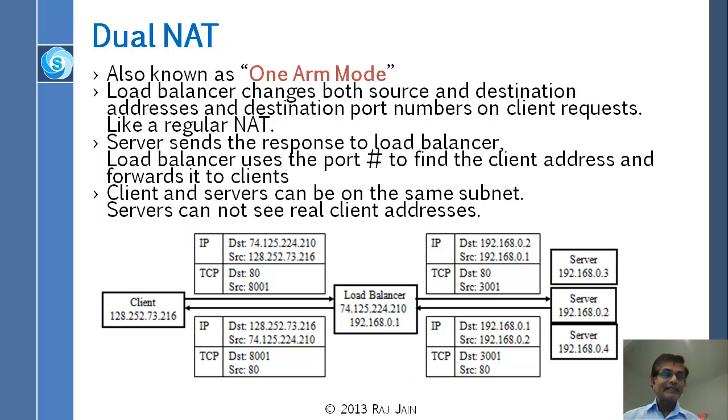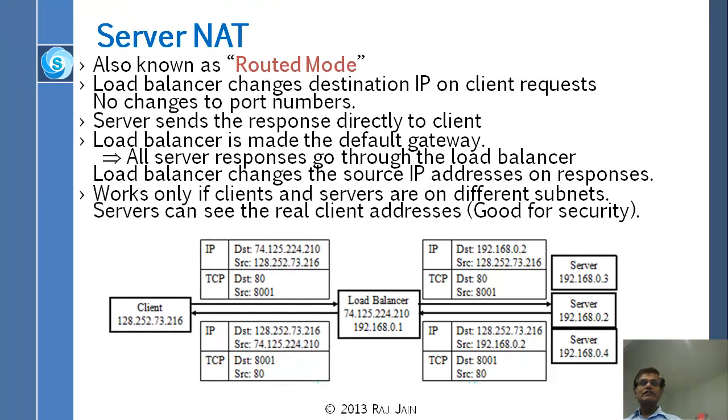As you see, the different techniques have positives and negatives. The second one is called server NAT, or routed mode. In this one, it changes the IP address only but does not change the port number. So now the server sends the response directly to the client. No change to the port number. Actually, no change to the source IP address either. You see? The request is coming from this source IP and this source port.